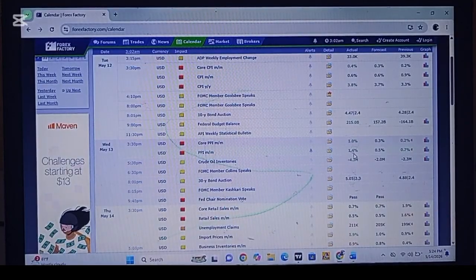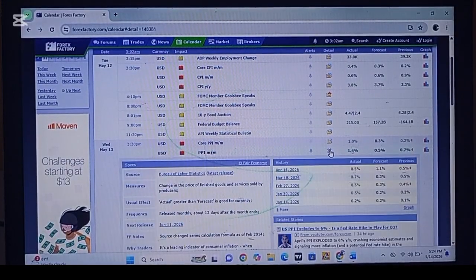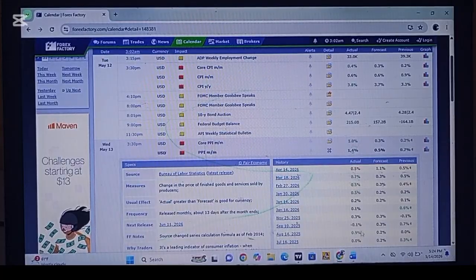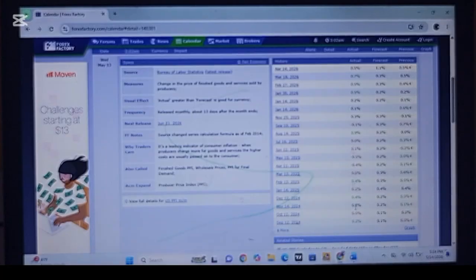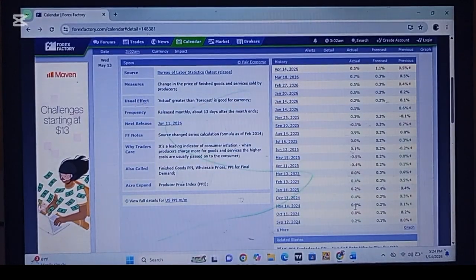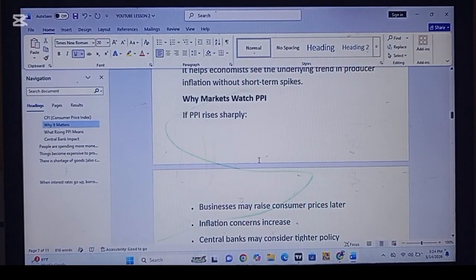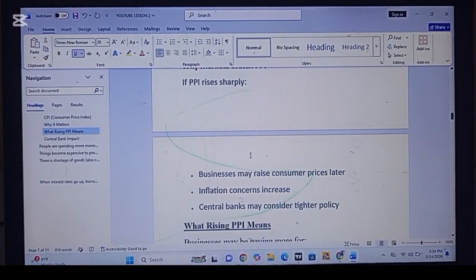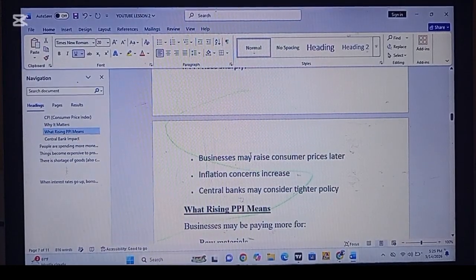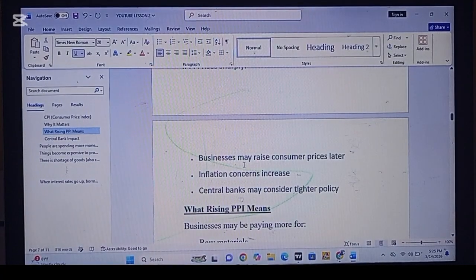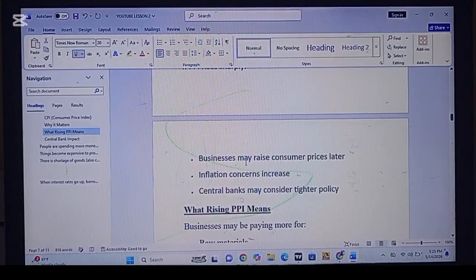This is a sharp rise, because if you go to the history on Forex Factory and take time to scroll, you'll see that was the hottest print we have ever had, 1.4. We have never had another one like that. So if PPI rises sharply, businesses might raise consumer prices later. So be keen to check what will happen to the CPI of June based on this data of May.